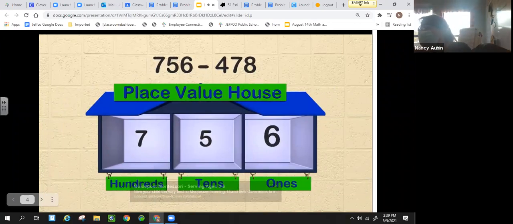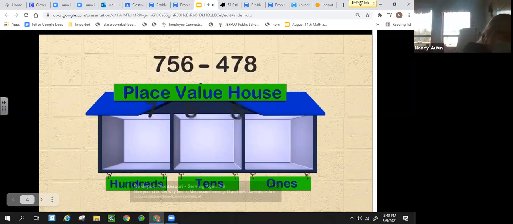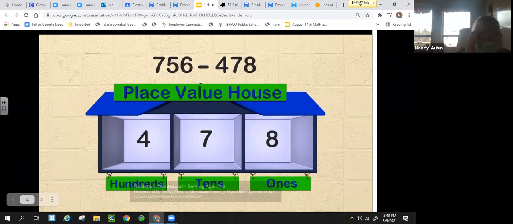Our first number has a 6 in the ones place, 5 in the tens place, and 7 in the hundreds place. Our second number has an 8 in the ones place, 7 in the tens place, 4 in the hundreds place. Notice how each place in the house only has 1 digit. That's really important. Only 1 digit can fit in each room of our place value house.